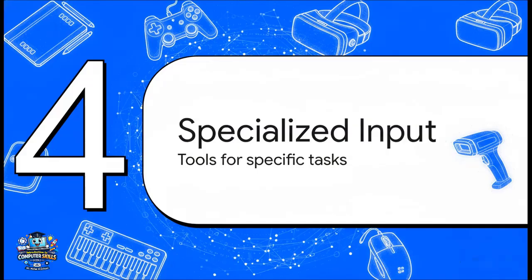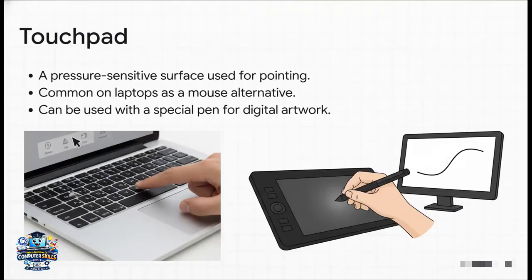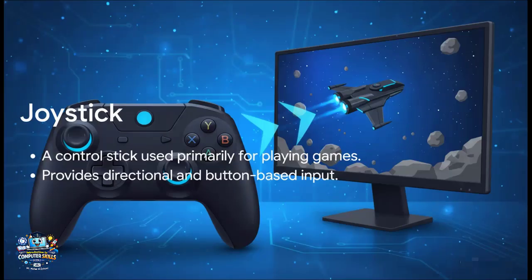Okay, so we've covered the basics, but let's be honest, sometimes you need a very specific tool for a very specific job. That's where specialized input devices come into play. The touchpad is a perfect example. For most of us, it's that handy little square on our laptop that replaces a mouse. Super convenient. But for a digital artist, a high-end pressure-sensitive touchpad and a special pen become this incredible canvas for creating amazing artwork. And of course, for all the gamers out there, we have the joystick. Look, you can play a game with a keyboard and mouse, but nothing beats a joystick for that immersive feeling of control, especially in a flight simulator or a racing game. It's all about that precise, intuitive, directional input that just feels right.